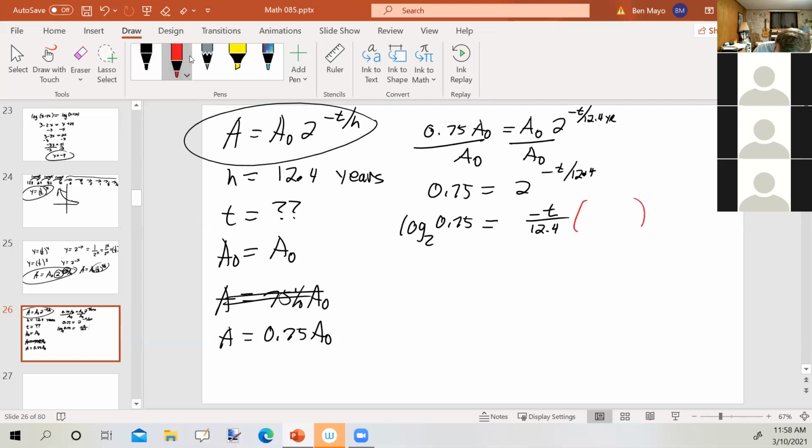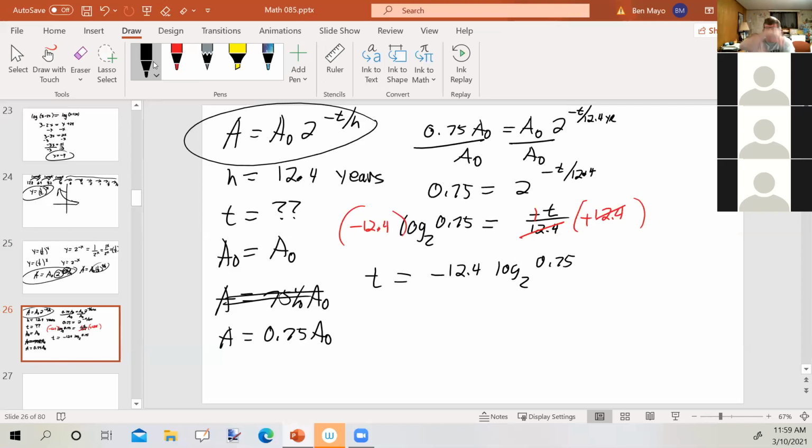So I'm going to multiply both sides by negative 12.4. Now, the 12.4 gets rid of that. The negative, well, negative t times a negative would be a positive. So now I've got t equals negative 12.4 log base 2 of 0.75. And I turned the whole thing around because I wanted t on the left.